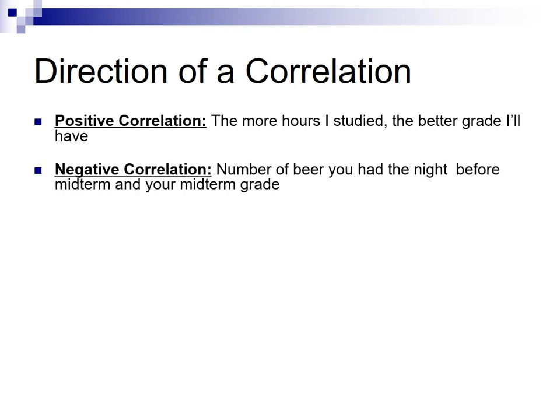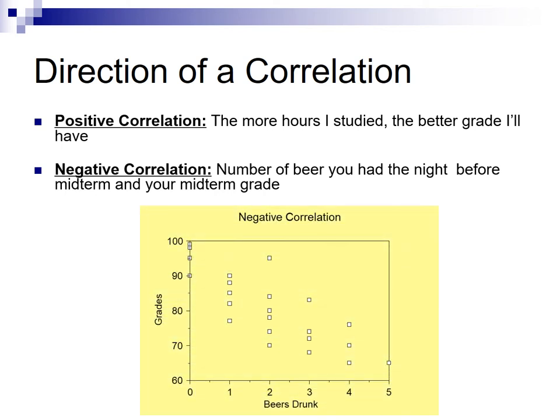A negative correlation refers to when one variable increases, but the other variable decreases, such as the number of beers you had the night before midterm and your midterm grade. This scatter plot shows the negative correlation between beers drunk and the grade. Again, we can use a line to summarize this scatter plot. When x-axis goes up, y-axis goes down.